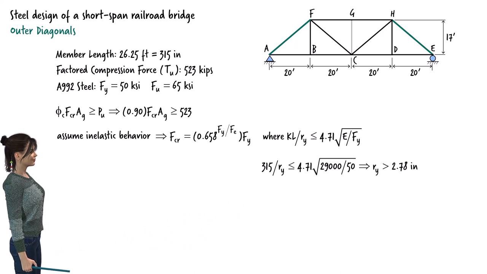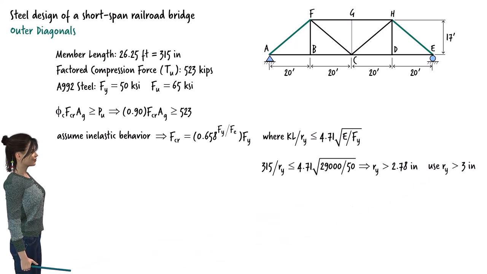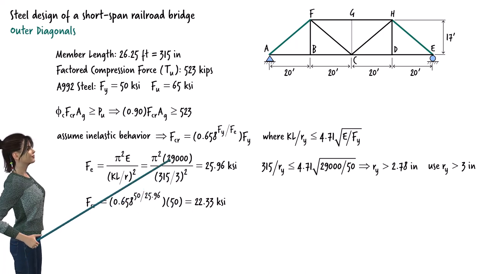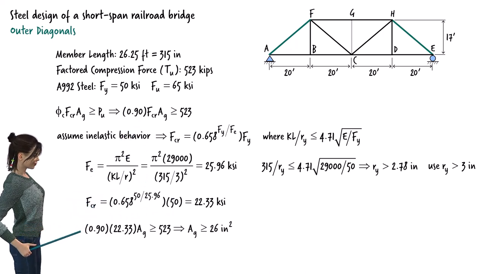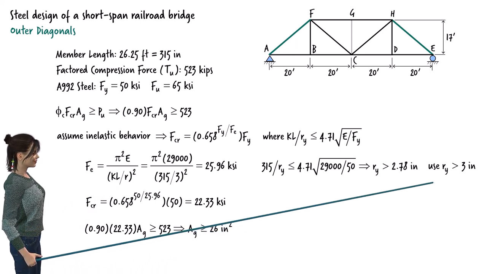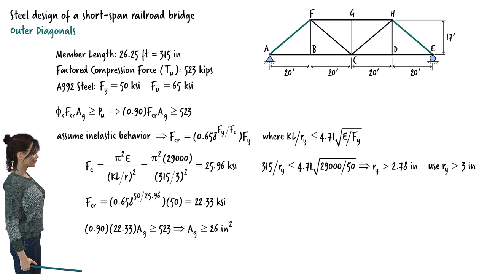To play it safe, we can select a section that has a radius of gyration of at least 3 inches. So, using 3 for R, we can calculate F sub E, hence, the critical buckling stress in the member. Substituting this value for F sub CR in this equation, we get, so, the section for the member needs to have a radius of gyration of around 3 and a gross area of around 26. Let's use these estimates to select a few sections from the AISC manual.